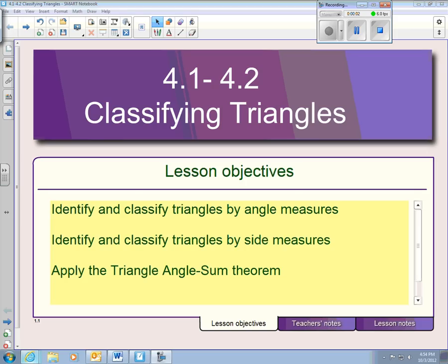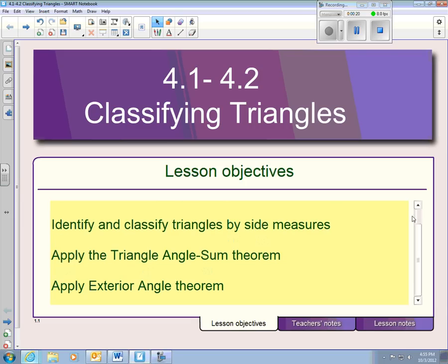Hi class, today we're starting Unit 3, which is Chapter 4, and we're going to do Sections 1 and 2 together, classifying triangles. So our objectives are going to be to identify and classify triangles by angle measures, to identify and classify triangles by side measures. We're going to apply the triangle sum theorem, and we're going to apply the exterior angle theorem.